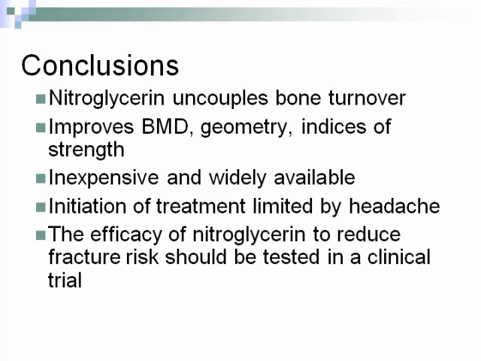So, the conclusion. Nitroglycerin uncouples bone turnover. We saw an increase in bone formation and a decrease in bone resorption. Our data demonstrates that it improves bone density at the lumbar spine, the femoral neck, and the total hip. It also improves bone geometry at both the radius and the tibia, and it improves indices of bone strength. Nitrates are inexpensive and they are widely available.